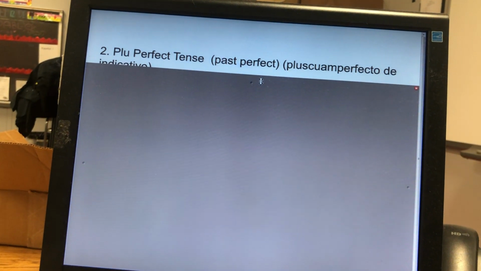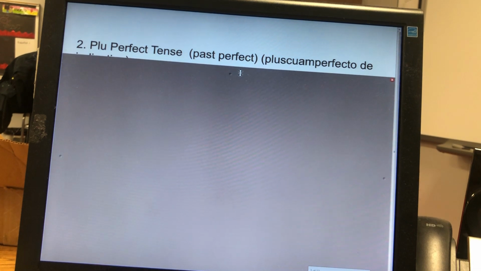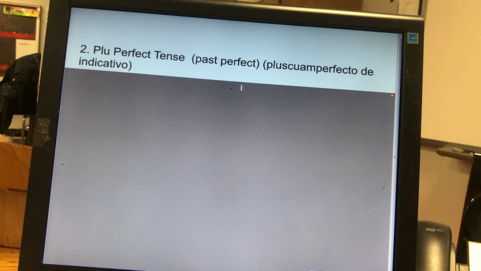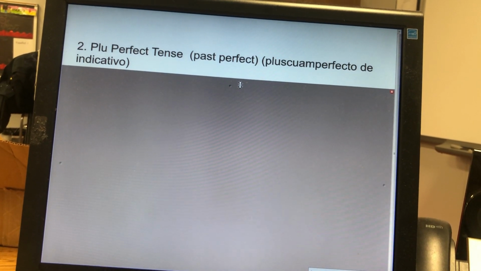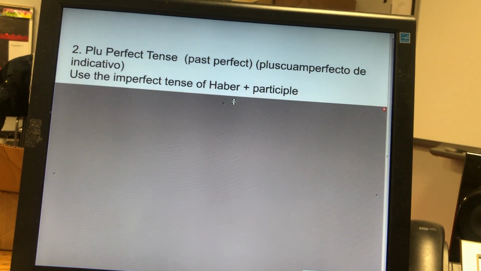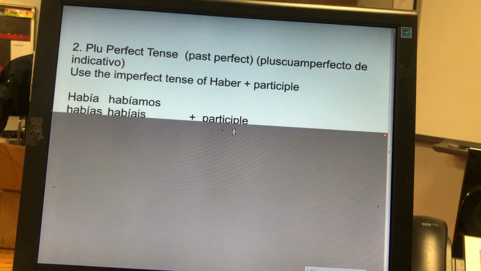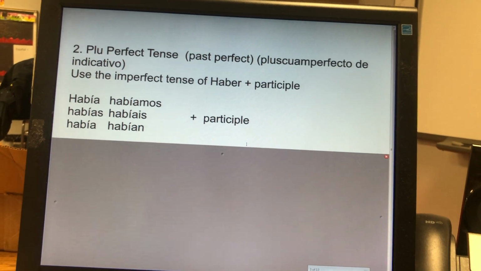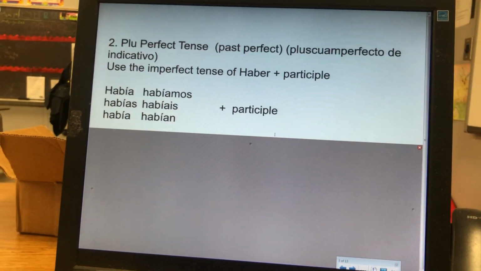Okay, now this is the pluperfect tense, which is the past perfect. It's called the pluscuamperfecto del indicativo. Pluscuamperfecto del indicativo is essentially the past tense of the indicative. It's conjugated in the imperfect tense of haber. So the imperfect tense, if you recall, is había, habías, había, habíamos, habíais, habían, plus the participle.